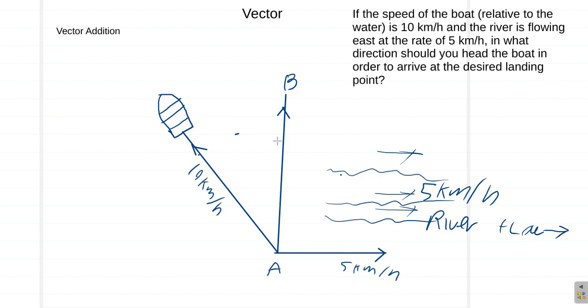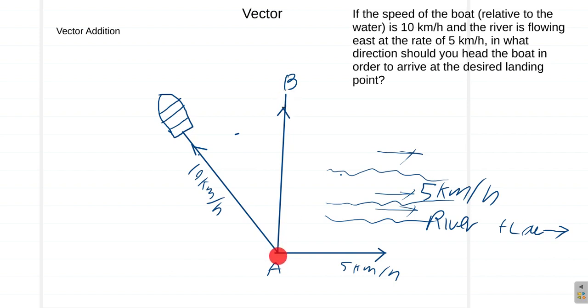So if you point it straight across and go to B, the water will push it so that it lands some distance down the river from B when you reach the bank. You don't want that. You could have carried the boat some distance up the river and go across so that the water pushes it down. But you don't want that either.